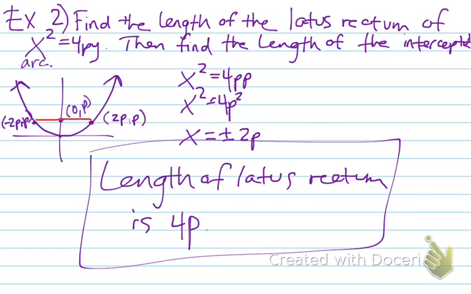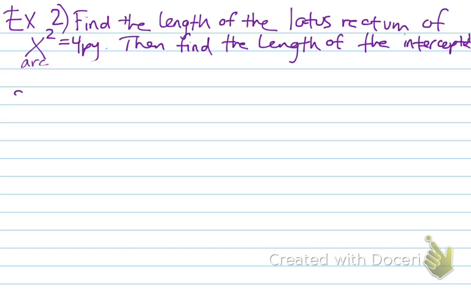Now we need to find the length of the intercepted arc. So that's this piece here that they're looking at. They want to know how long is that intercepted arc, and we're going to have to use the arc length formula that we learned back in the last chapter, chapter 6. So if I can erase some of this stuff, the formula for arc length is S equals the integral from negative 2p to 2p of the square root of 1 plus y prime squared dx.